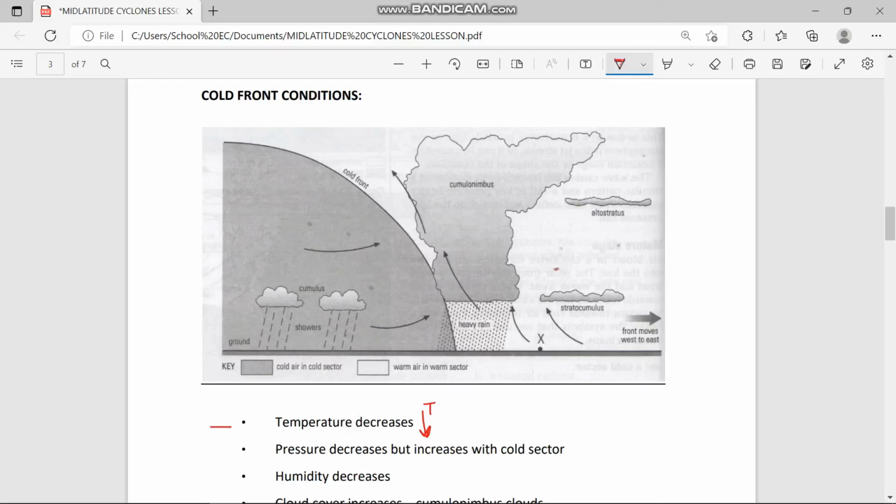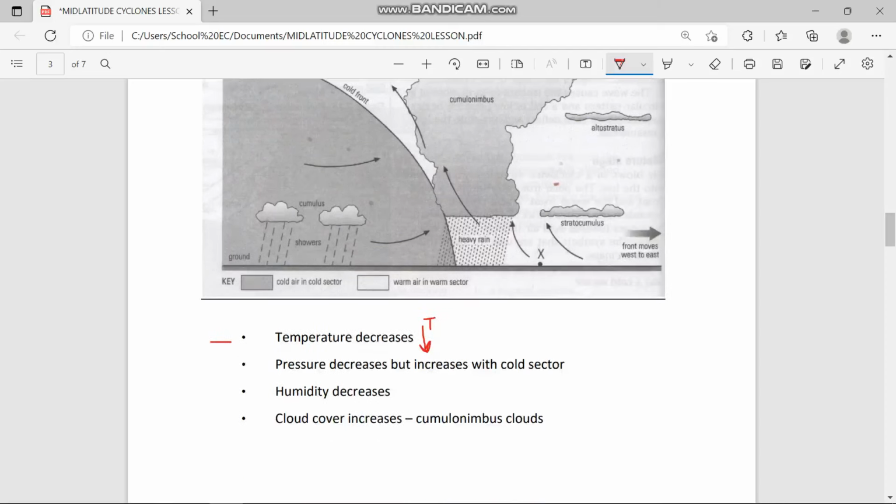If ever you're experiencing this cold front, you're going to experience low temperatures. The second one is that the pressure decreases but increases with the cold sector. During this low pressure system, which is a mid-latitude cyclone, the pressure decreases because it's a low pressure system, but it increases with the cold sector. The cold air is very dense, guys. If it's very dense, it has high pressure, so the pressure is going to increase in the cold sector.